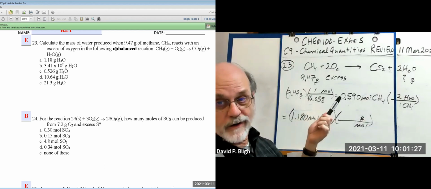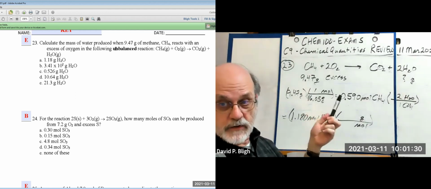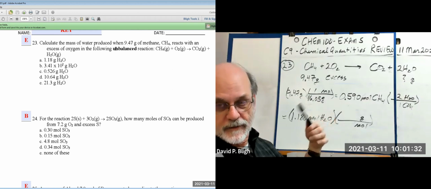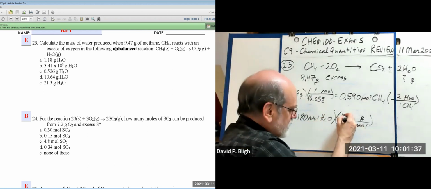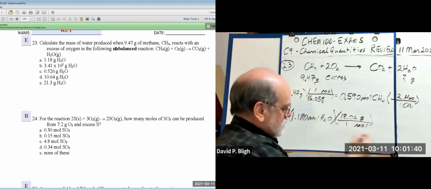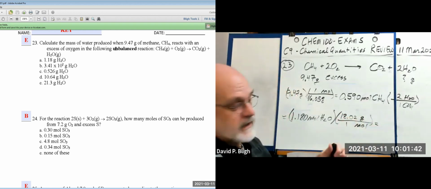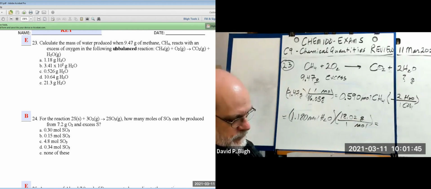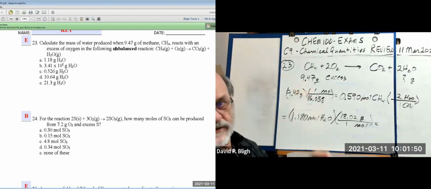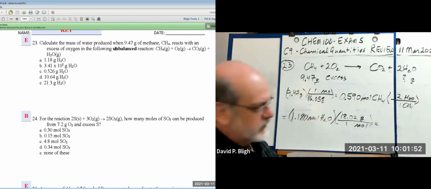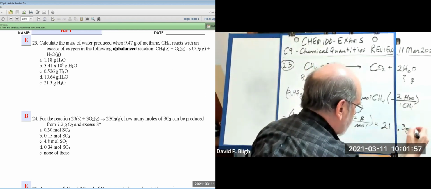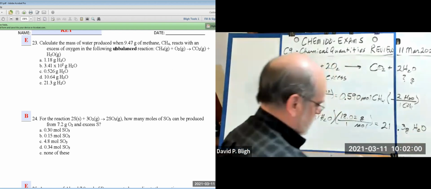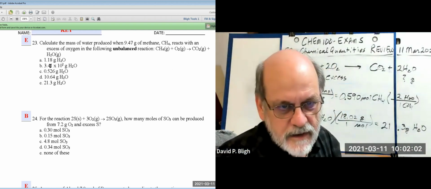So what's the molar mass of water? 18.02. Right? 16 for oxygen, 2 times 1.01 for hydrogen. 18.02. And that should give us our answer. 21.3 significant figures. 21.3. 21.3 is right here.